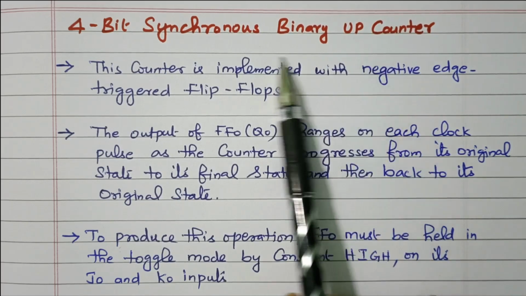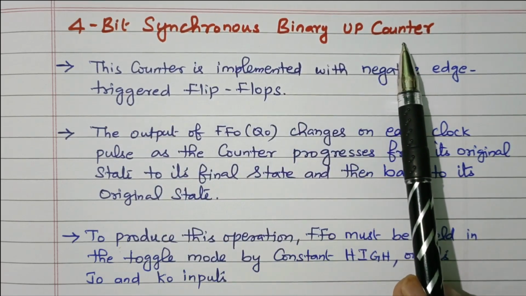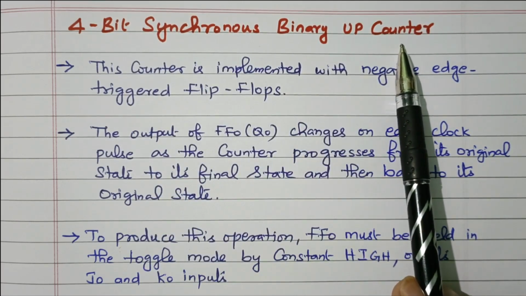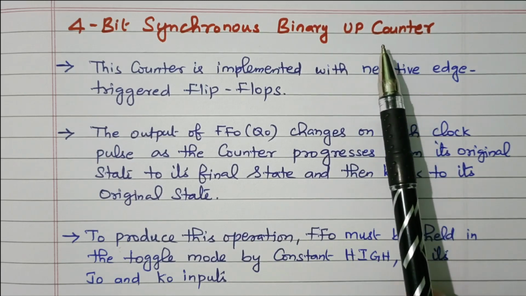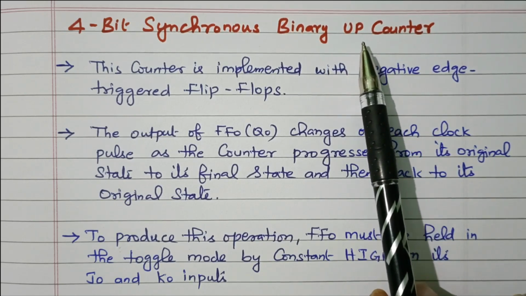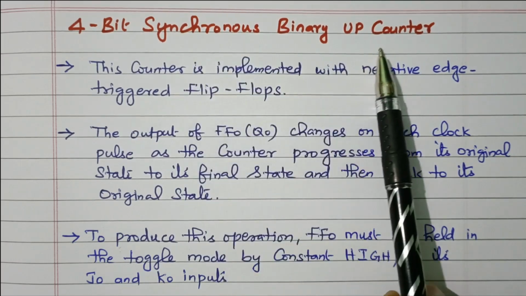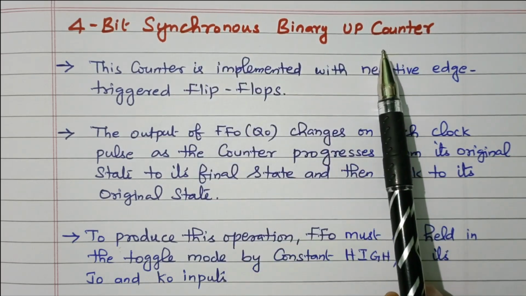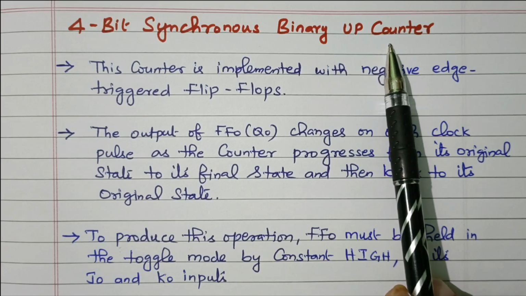Now we will go to the topic 4-bit synchronous binary up counter. A counter is a digital device used for counting purposes from 0 to n or n to 0. Up counter means counting from 0 to n. Down counter means n to 0. This counter is made up of flip-flops. A flip-flop is a storage device that stores 1-bit data. From that we are performing the counting operation.